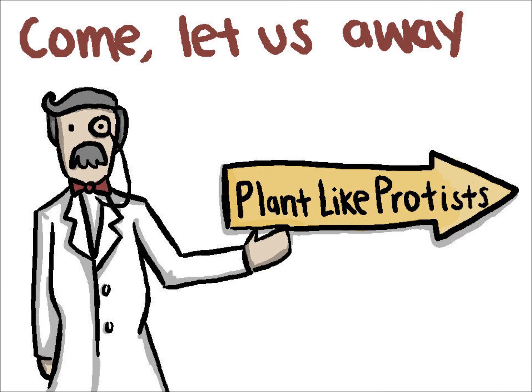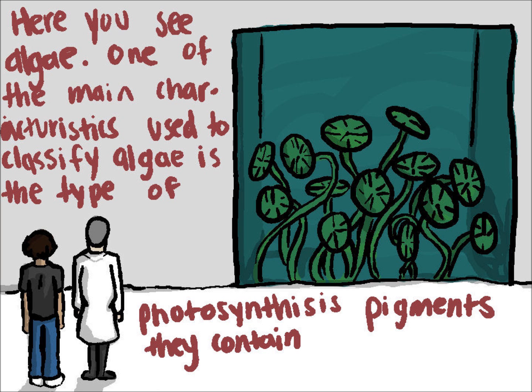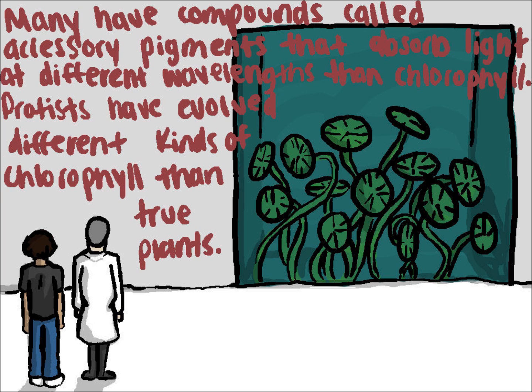Come, let us away. Here you see algae. One of the main characteristics used to classify algae is the type of photosynthetic pigments they contain. Many have compounds called accessory pigments that also absorb light at different wavelengths than chlorophyll. Protists have evolved different kinds of chlorophyll than true plants.